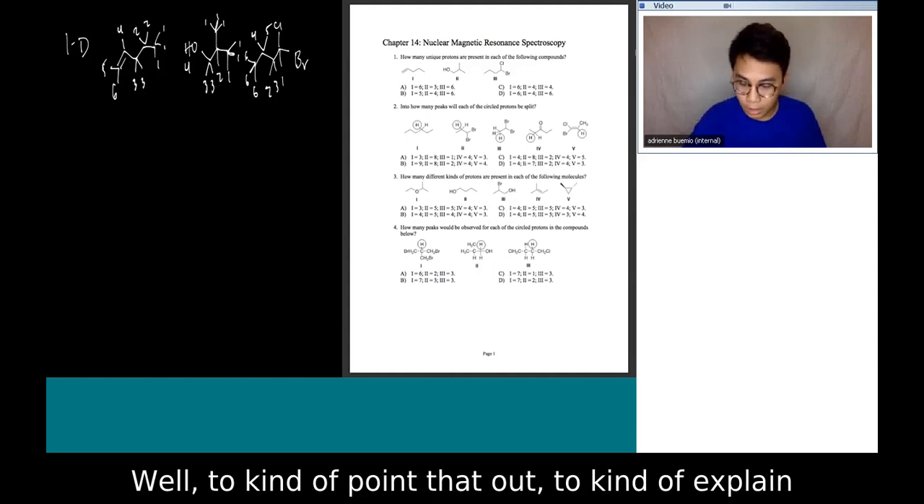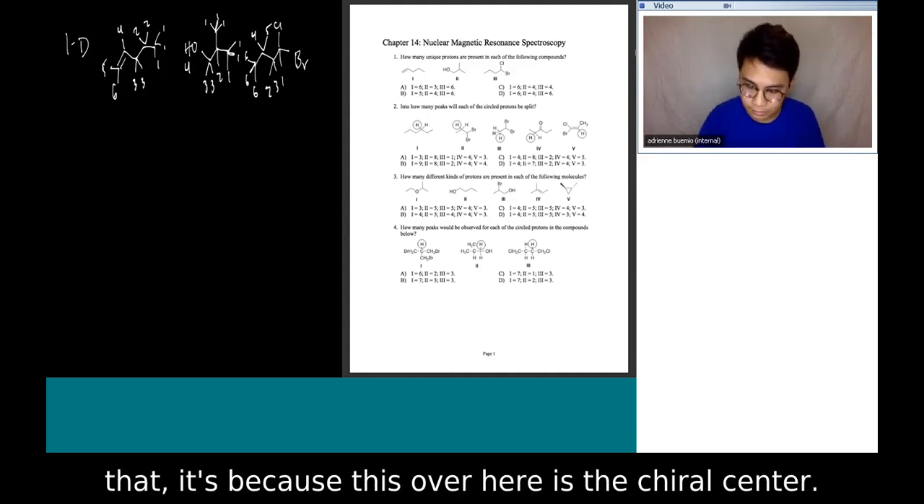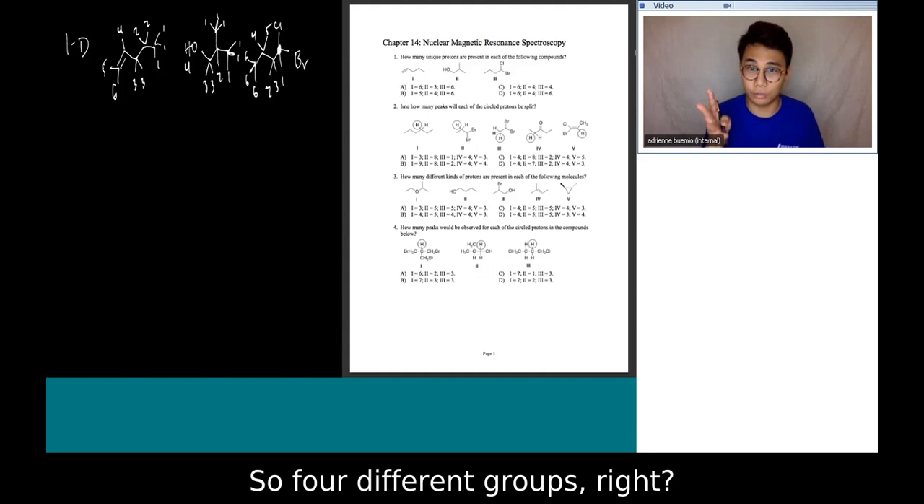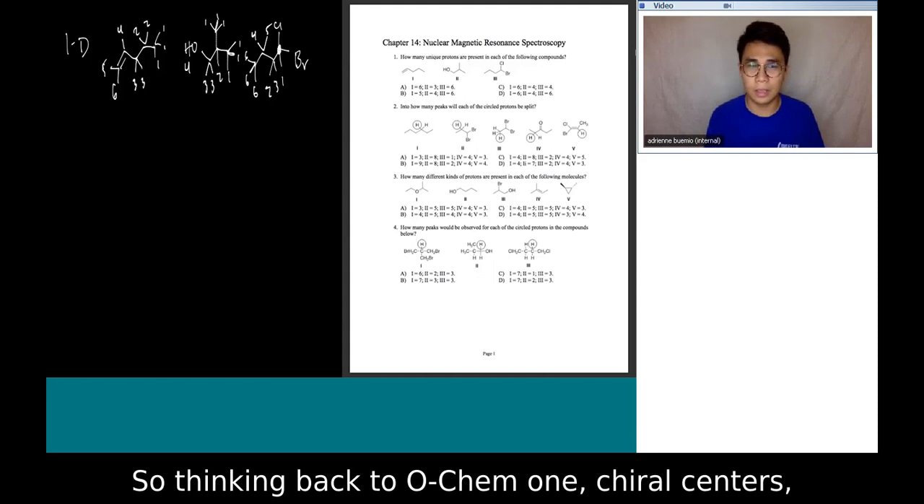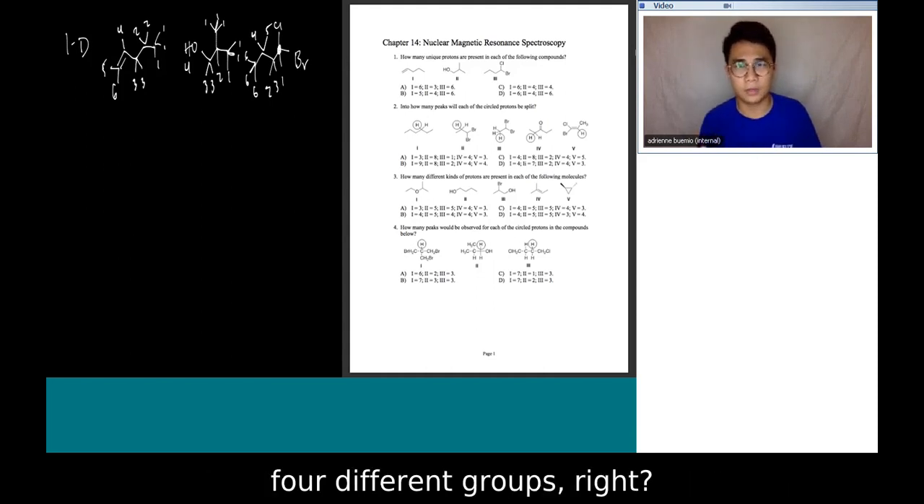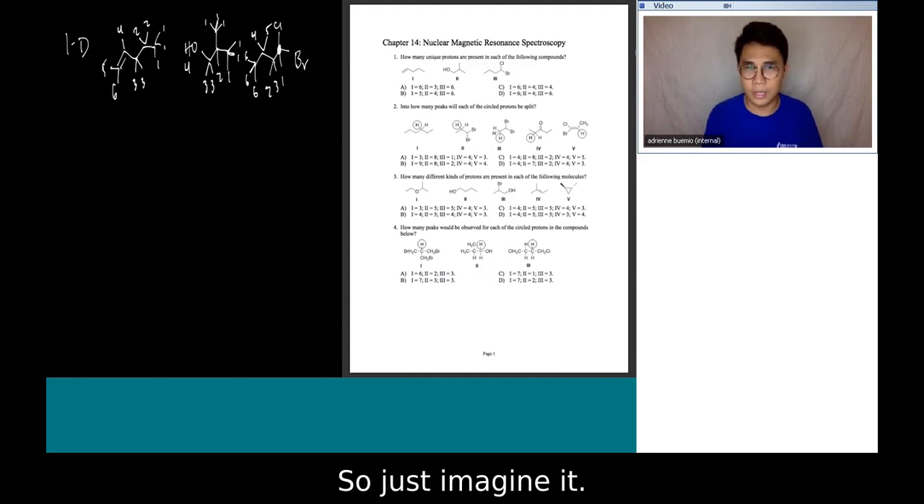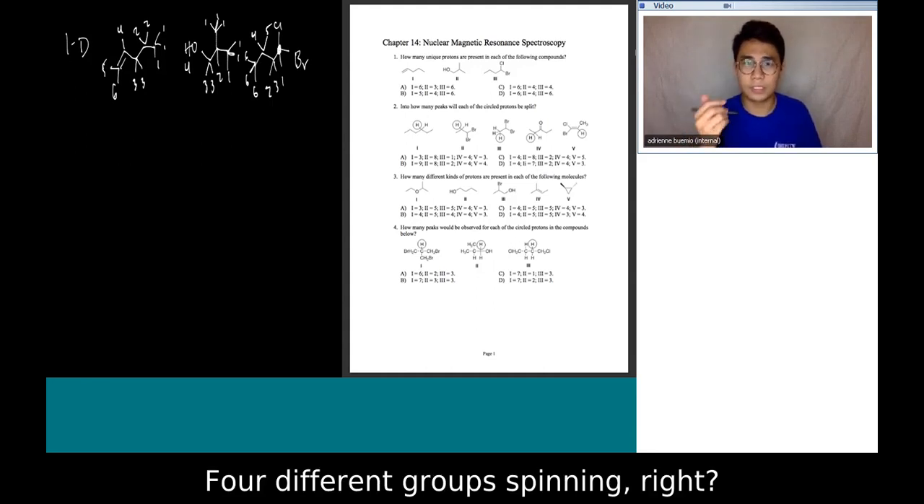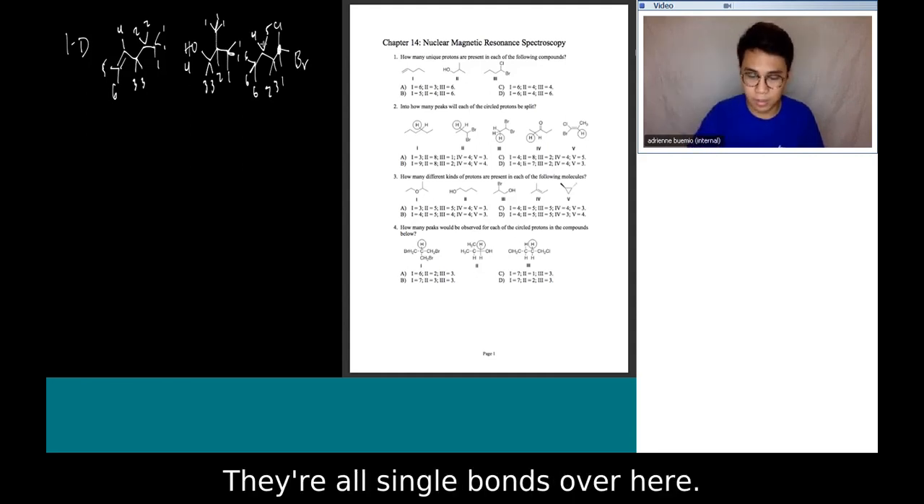Well, to explain that, it's because this over here is a chiral center. So four different groups, right? Thinking back to OChem 1, chiral centers, four different groups, right? So just imagine it, four different groups spinning. It's spinning, they're all single bonds over here.